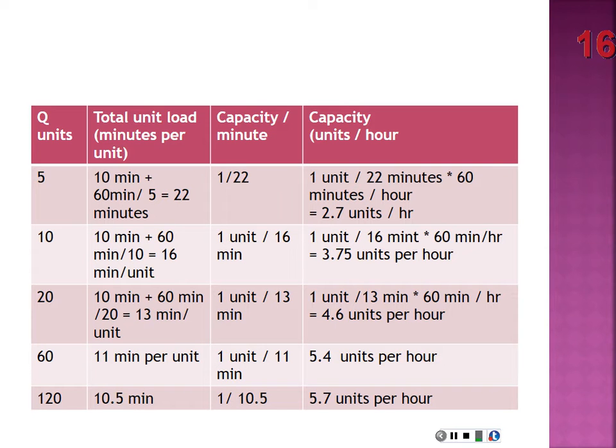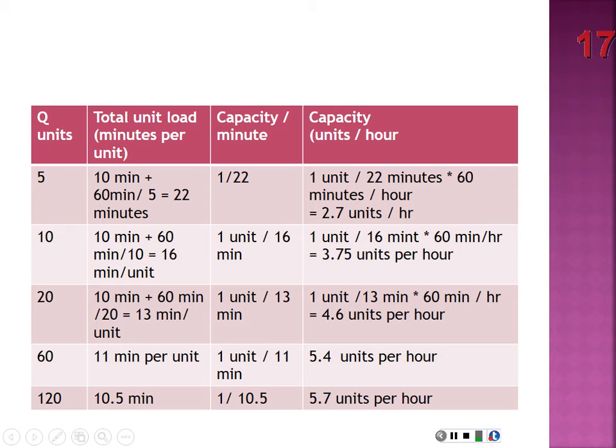So what you're going to do is, if Q is how many units we're going to run across it, then the total unit load is going to be the 10 minutes per unit plus the setup time divided by 5 units, because I'm spreading that setup time across those 5 units. And that gives me 22 minutes. So my capacity per minute is 1 every 22, and my capacity in units per hour is 2.7 units per hour, and that's just using algebra to convert to units per hour as opposed to units per minute.